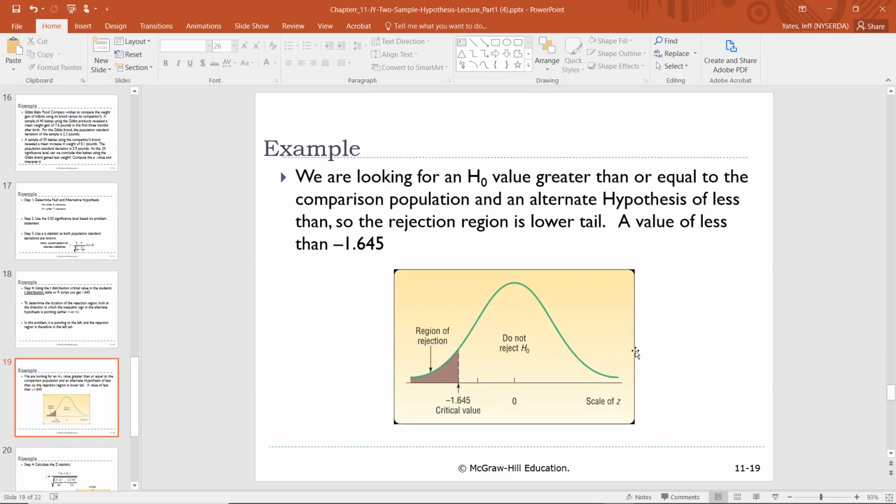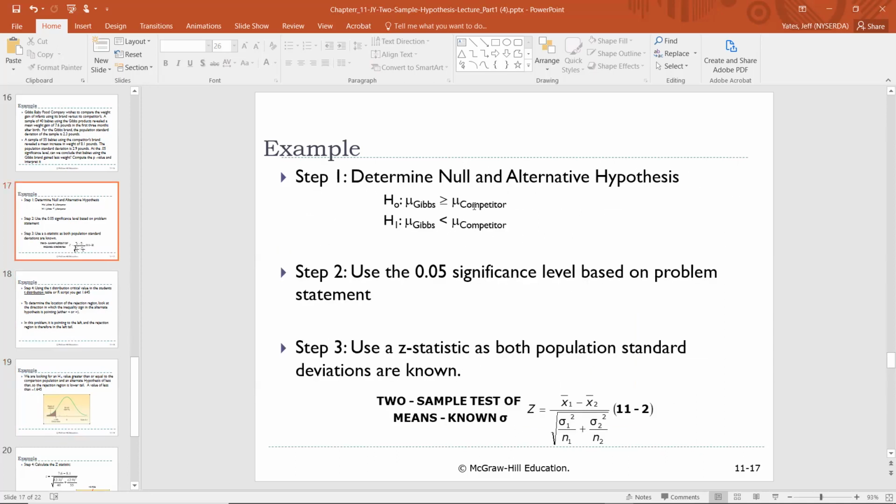So we're looking for a value greater than or equal to the comparison in an alternative hypothesis of less than. So the region is in the rejection of the lower tail, so minus 1.65. Let's go back to our hypothesis. Greater than our competitor, less than our competitor. So our rejection region is less. It's on the other side of the critical value. The alternative says Gibbs is less, so we're going to reject the null hypothesis and accept the alternative.